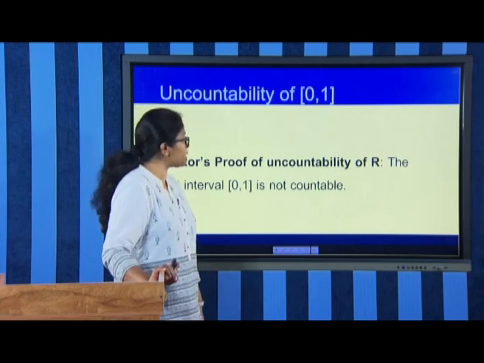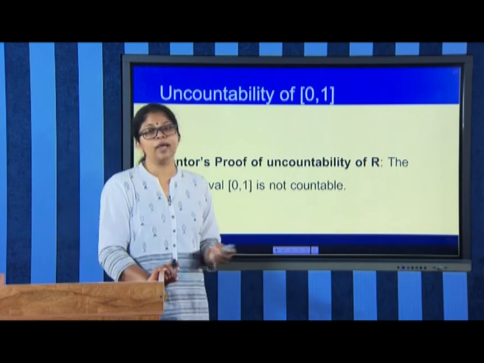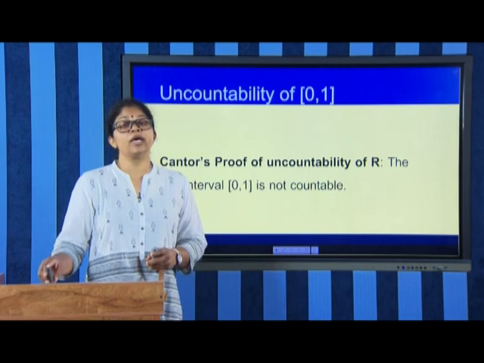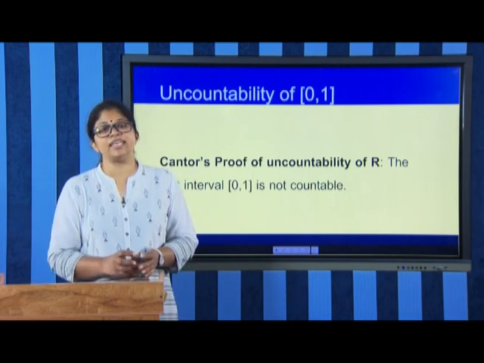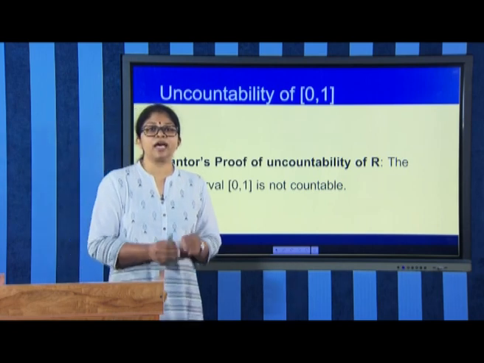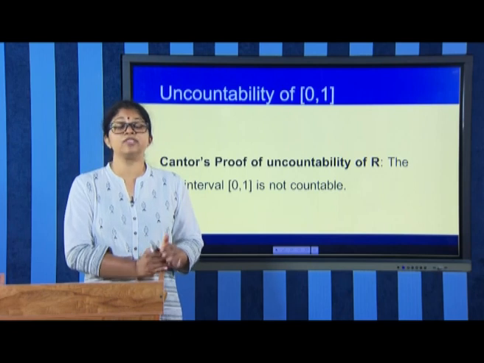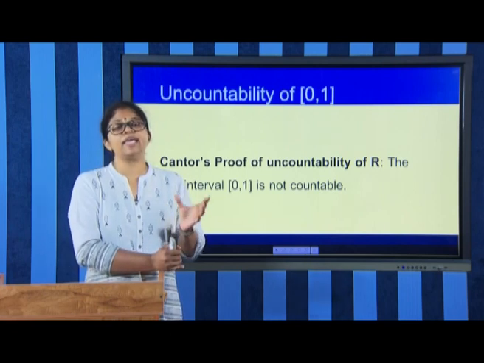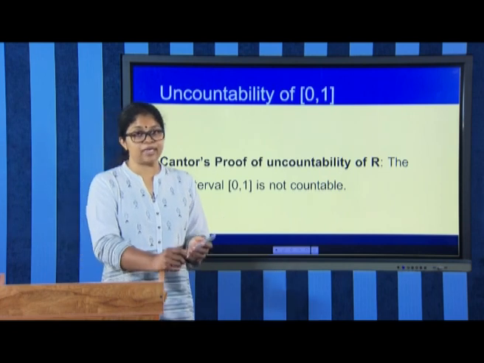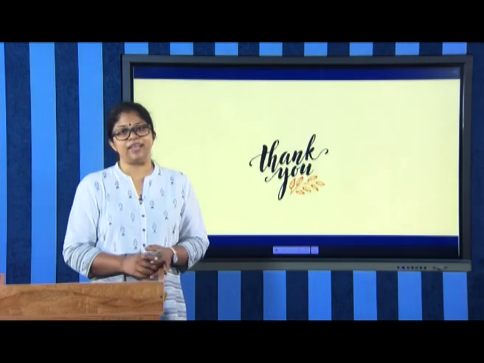So, the proof of uncountability of R using the uncountability of 0, 1 was done by Cantor, and that shows the importance of unit intervals as well as intervals in the real number system. So, literally speaking, a very small interval, the closed interval 0, 1, which seems to be countable, is again uncountable. That shows the power of the set of all real numbers, which are uncountable, and that is the importance of intervals as well. Thank you.